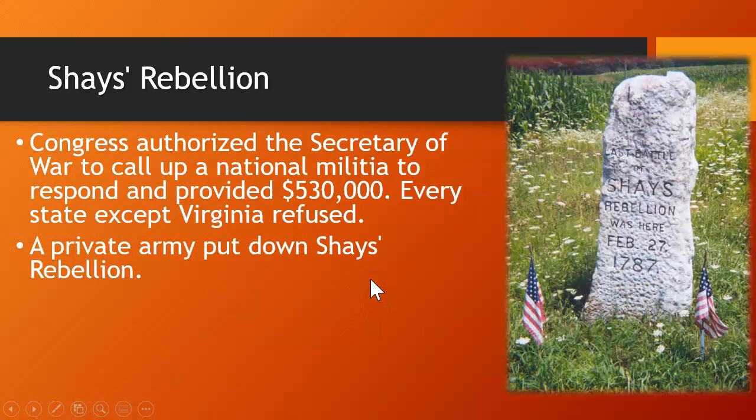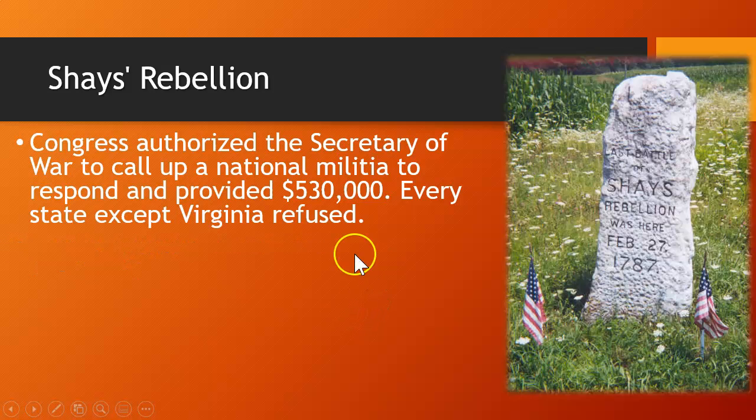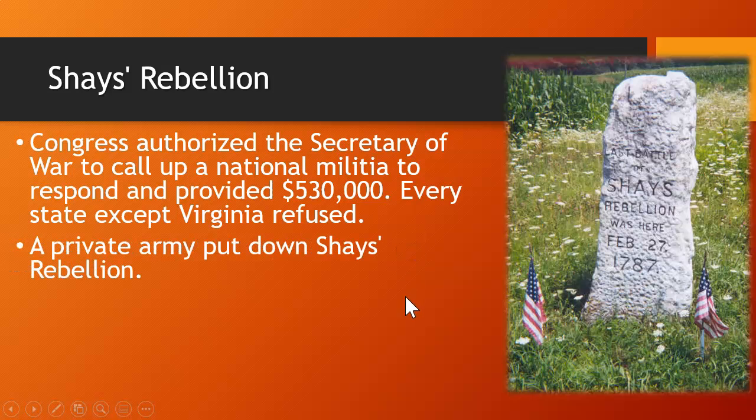So what they decided to do was put $530,000 together and ask the states, hey, if we provide you the money, can you provide the soldiers? Every state except for Virginia refused. Now keep in mind, this was happening in Massachusetts. Even Massachusetts said, nah, we're not going to do that. They took a pass on that. So eventually a private army was hired, and it put down Shays' Rebellion.